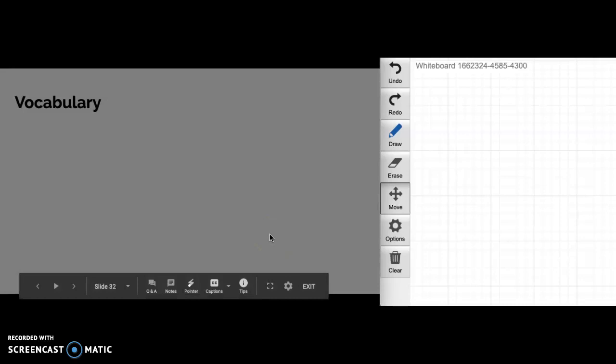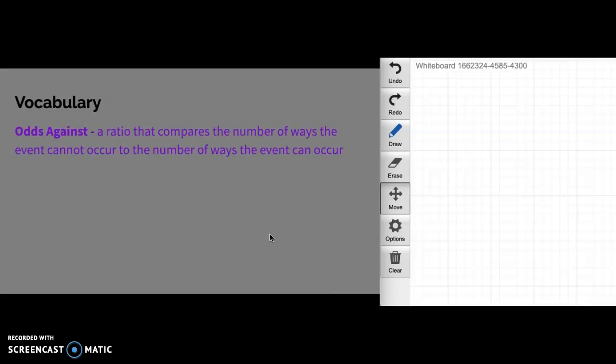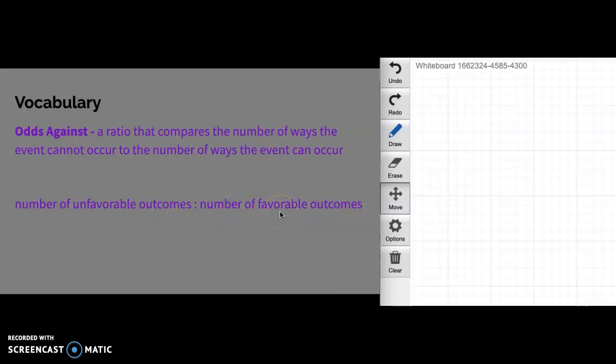Now, there is another type of odds called odds against. Odds against is a ratio that compares the number of ways the event cannot occur to the number of ways the event can occur. Again, we write it as a ratio using the colon, number of unfavorable outcomes to the number of favorable outcomes. So it's basically just odds in favor reversed. Odds in favor starts with favorable, odds against starts with unfavorable.